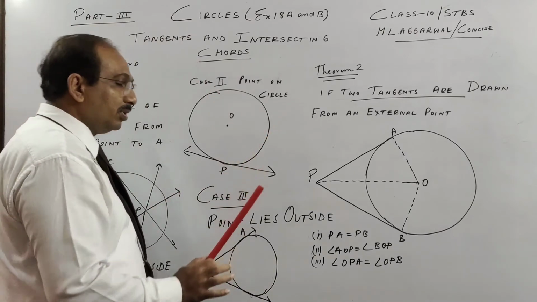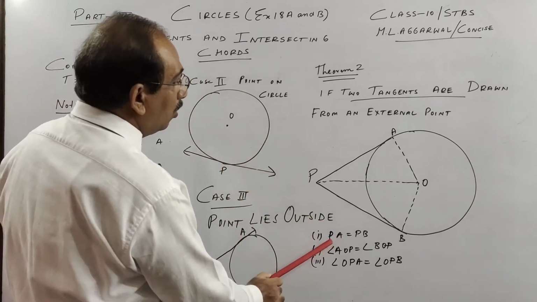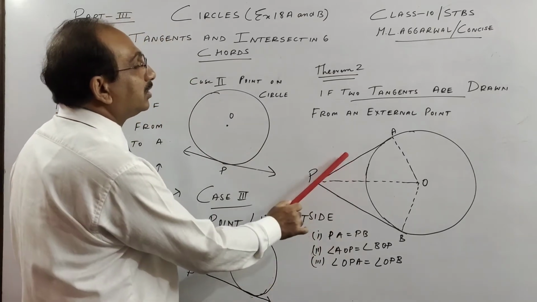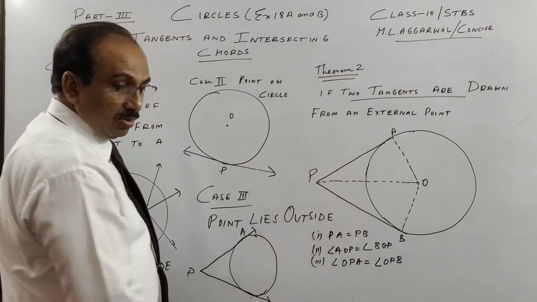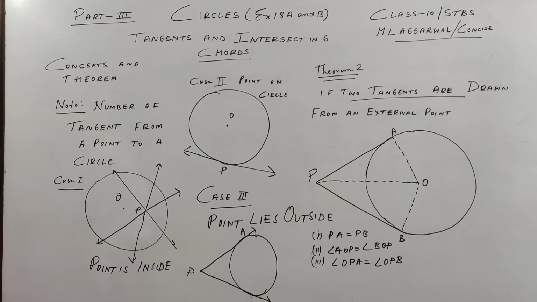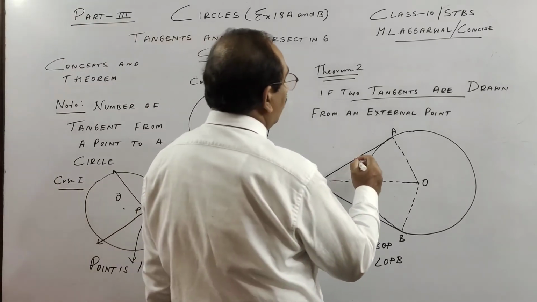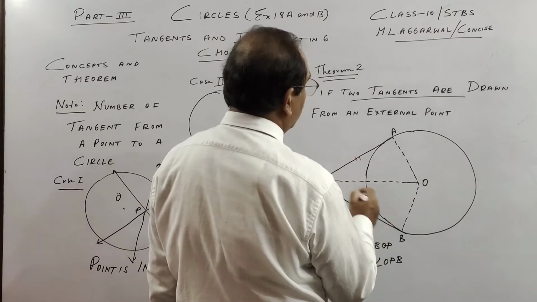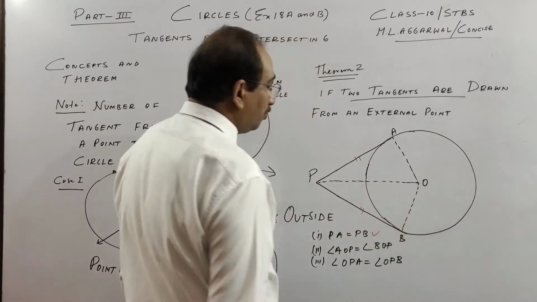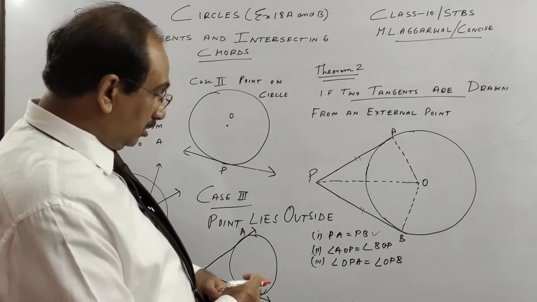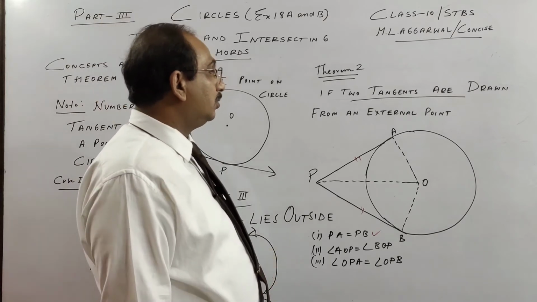And in the next theorem we will see, if you see the ICSE syllabus, only the first point is given. They are equal, children. PA is equal to PB. So when the point lies outside, children, you will see we have 2 tangents and we have to prove that these 2 are equal. PA is equal to PB. This is the most important theorem, but the other 2 are also important.